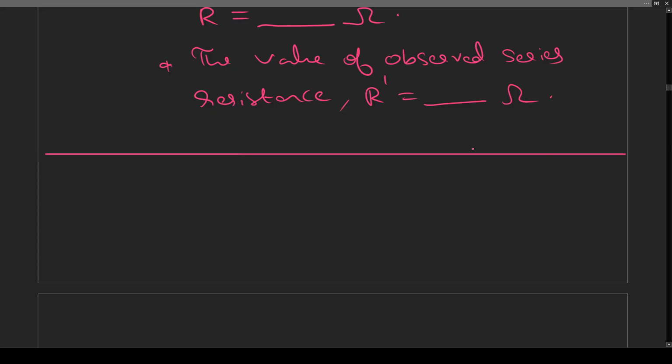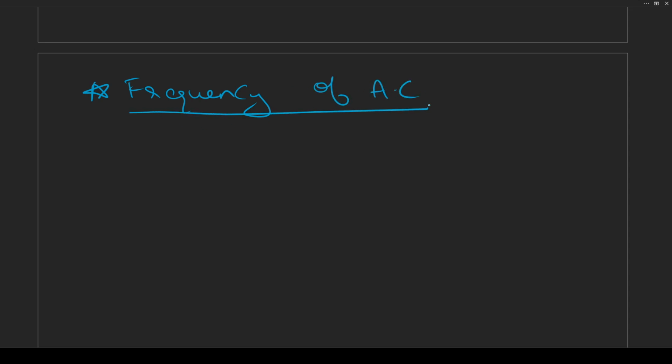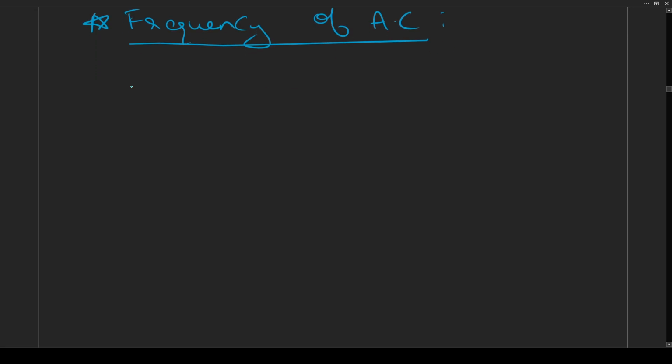Coming to the final experiment I'm going to explain in this video, that is the frequency of alternating current. The diagram for this experiment is very different from our previous circuit experiments. It's a new style of diagram. There it's called a circuit diagram. Here it's just called a diagram.